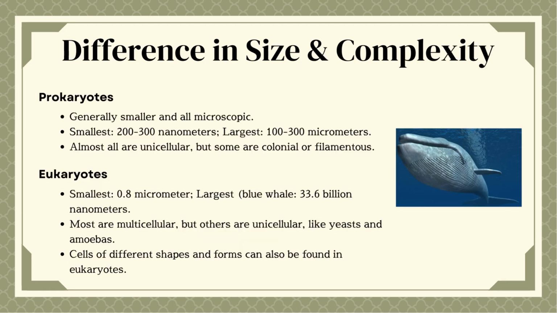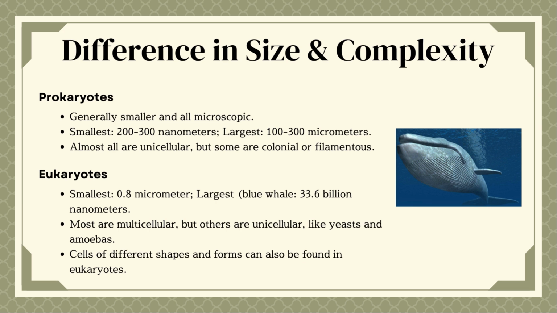Next is the difference in size and complexity. In prokaryotes, they are generally smaller and all microscopic. The smallest organisms are about 200 to 300 nanometers. The largest is 100 to 300 micrometers. Almost all of the prokaryotes are unicellular, but some are colonial or filamentous.